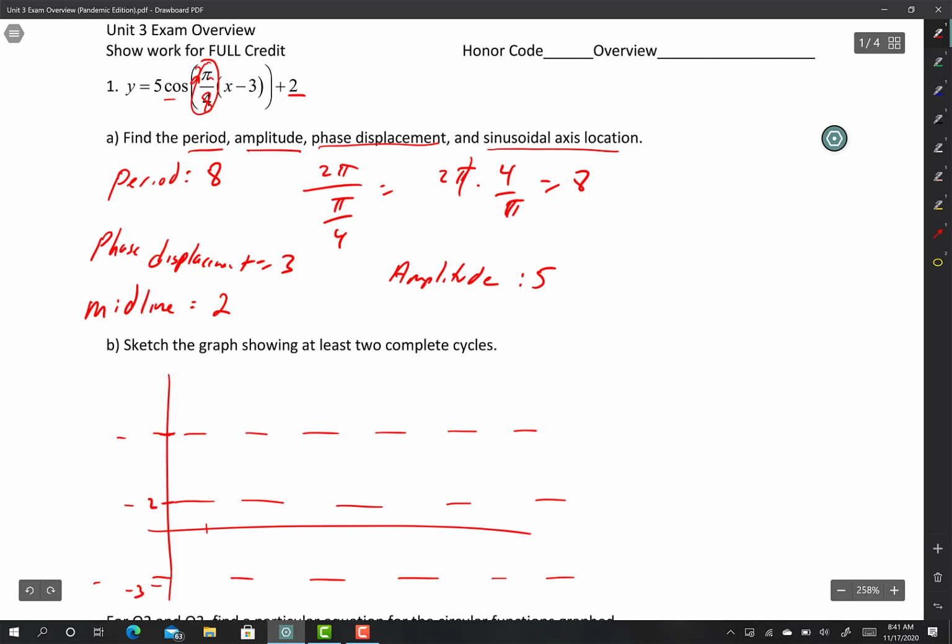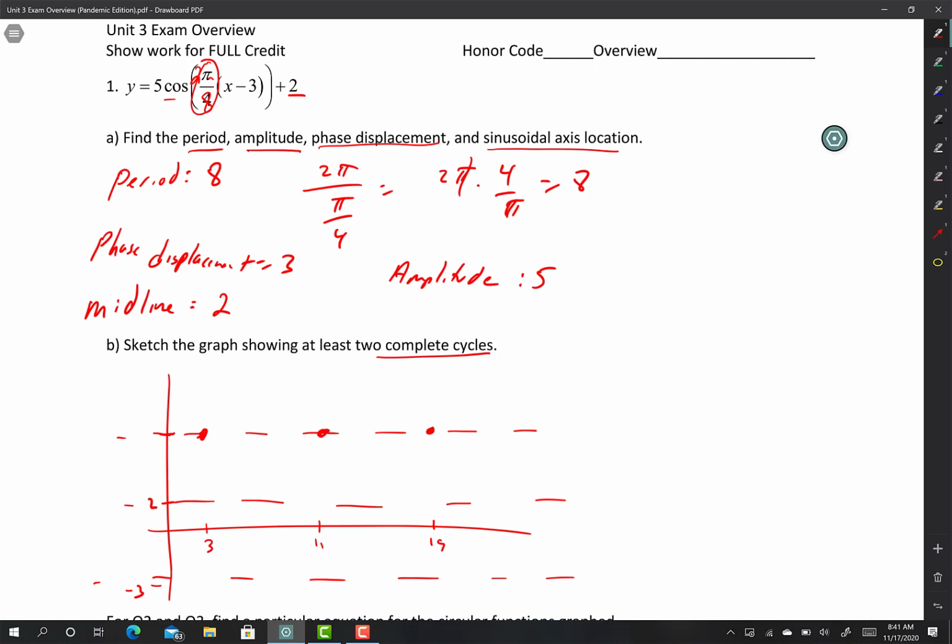Start with a peak at 3, and it wants to see at least 2 complete cycles, guys. So since the period is 8, let's see, 8, 9, 10, 11. So I'm going to say 11's right here. Period, and then I'm going to go another 8. I'm going to say 19 is right here. And there it is, at least 2 complete cycles, because I see 1 peak to 1 peak, that's 1 cycle, and then 1 peak to another peak, that's another cycle.